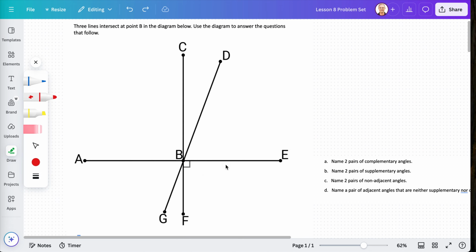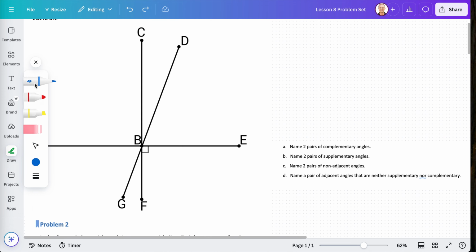And use the diagram to answer the questions. So name two pairs of complementary angles. Now, remember, a pair is a set of two things. This is one pair. So we need two pairs of complementary angles.